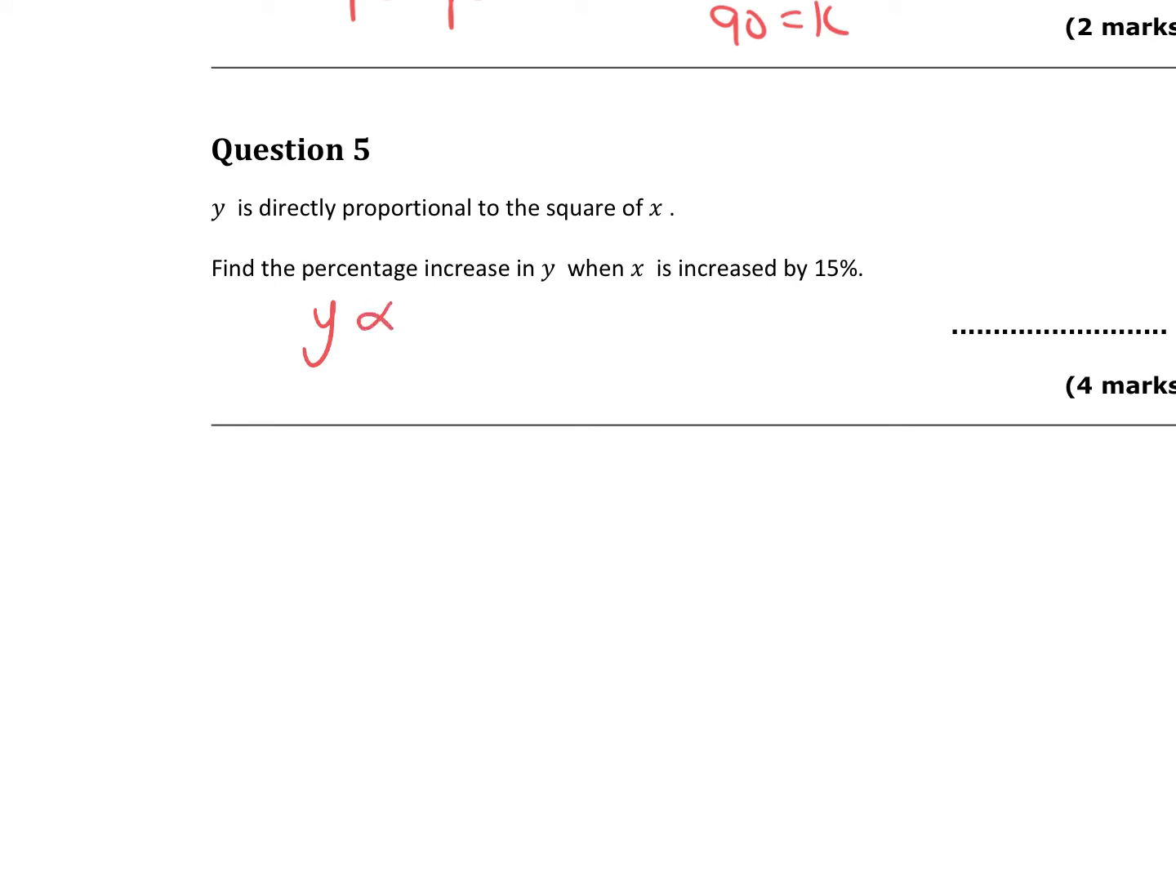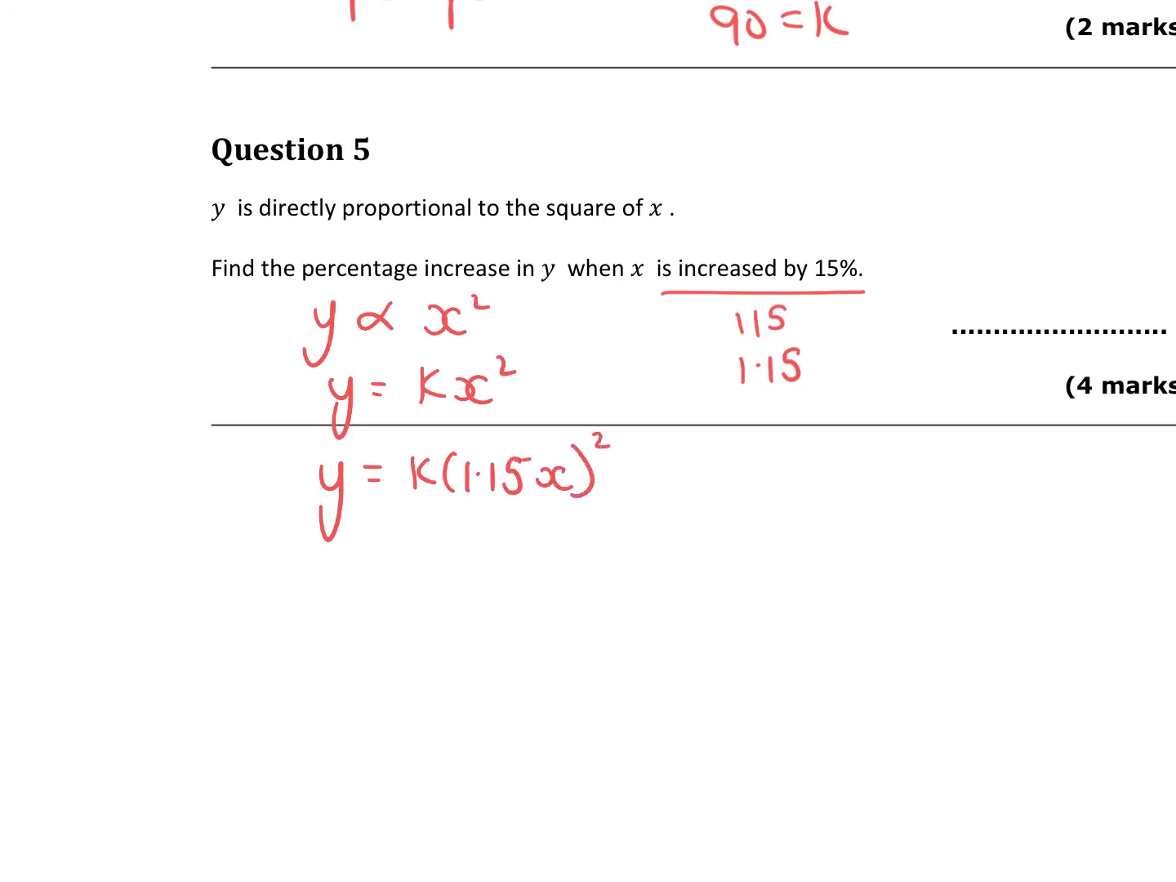Y is directly proportional to the square of x. So y equals kx squared. Find the percentage increase in y when x is increased by 15%. So we could do this just by thinking about what would happen to our value. So we can kind of just say k is going to stay as a constant, but saying what would happen to y if x increased by 15%. So if it increased by 15%, I've now got 115% or 1.15. So if x increased by 15%, we'd now get in there 1.15 x squared, wouldn't we?